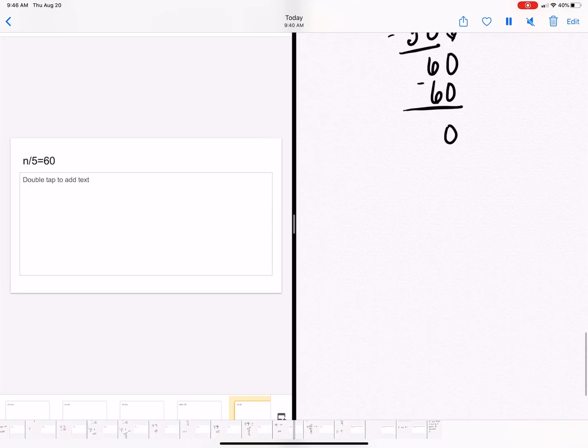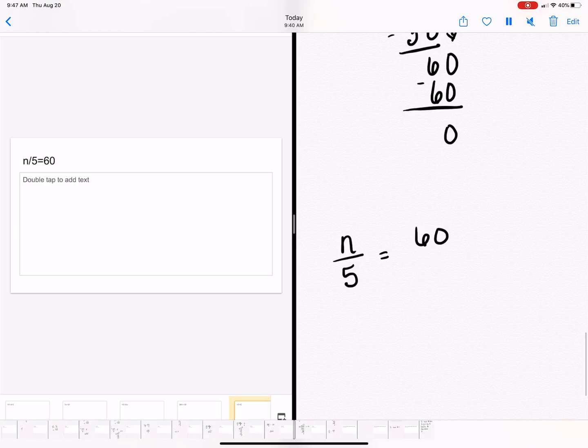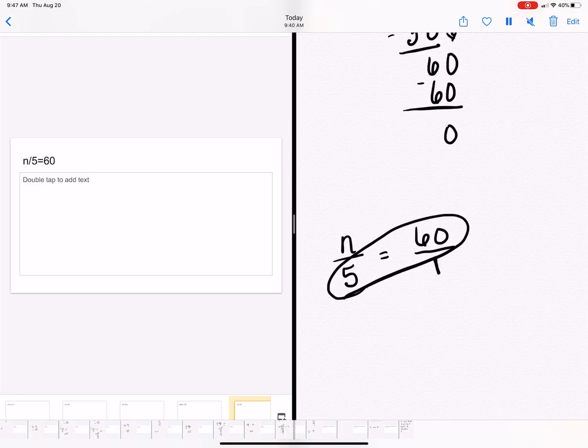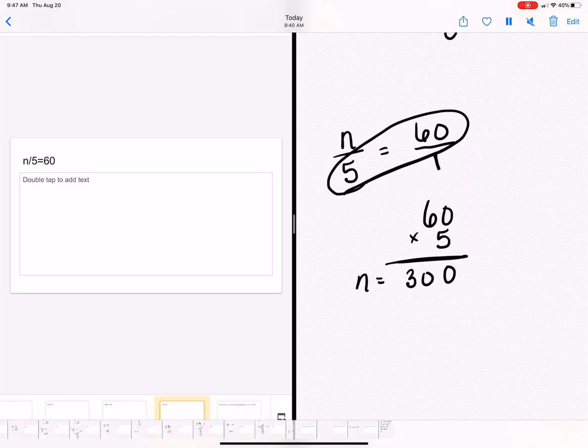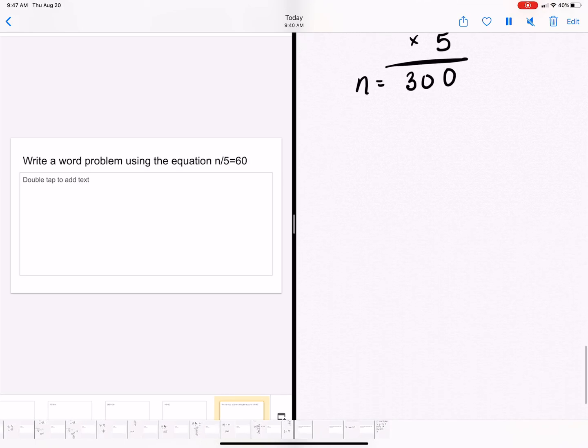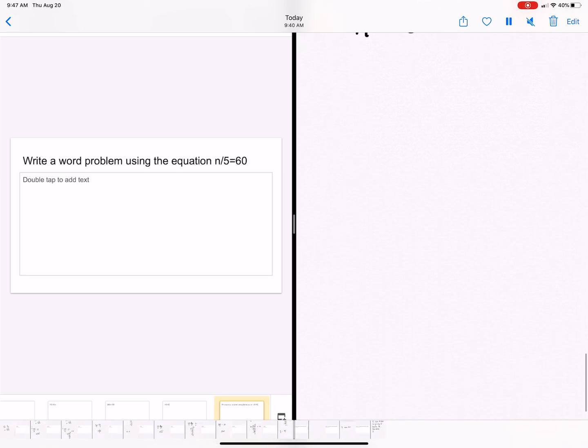N over 5 equals 60. So here we are missing our divisor, the number we're dividing. So we need to remember that if you see a problem that looks like this, you need to cross multiply. 60 times 5 is 300. And that means n is equal to 300. You can use a word problem that shows 300 divided by 5 is equal to 60.